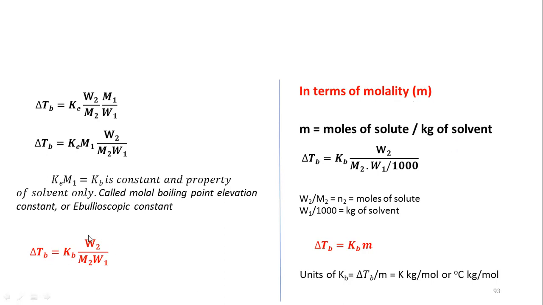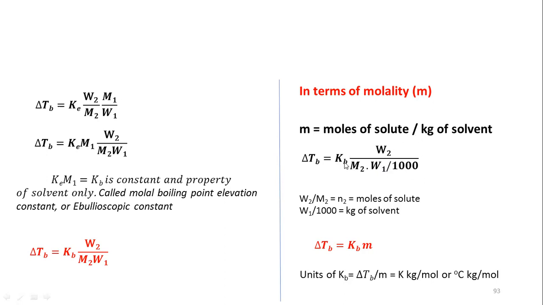So if you look at this equation, this is the mass of the solvent in kilogram. So if you want to convert the mass in gram to the kilogram, you have to divide by the 1000. So I'm dividing the W1 with the 1000, not the whole equation. W1 divided by the 1000 to convert the mass of the solvent from gram to the kilogram.